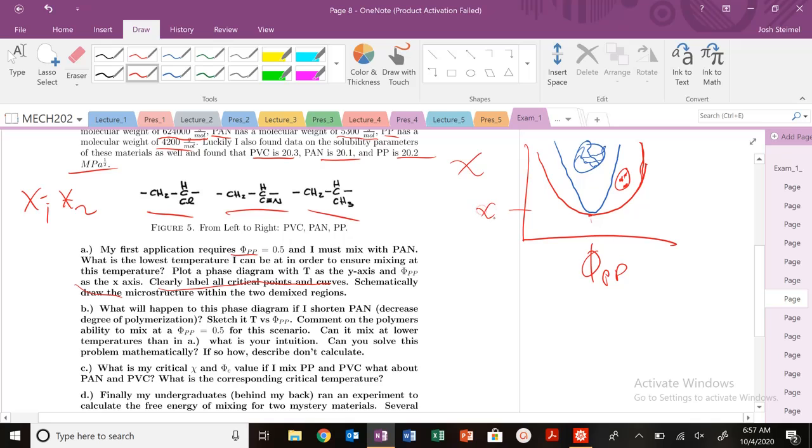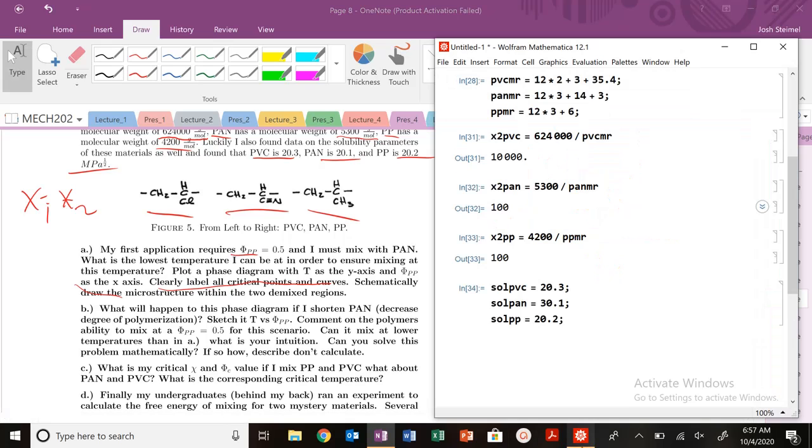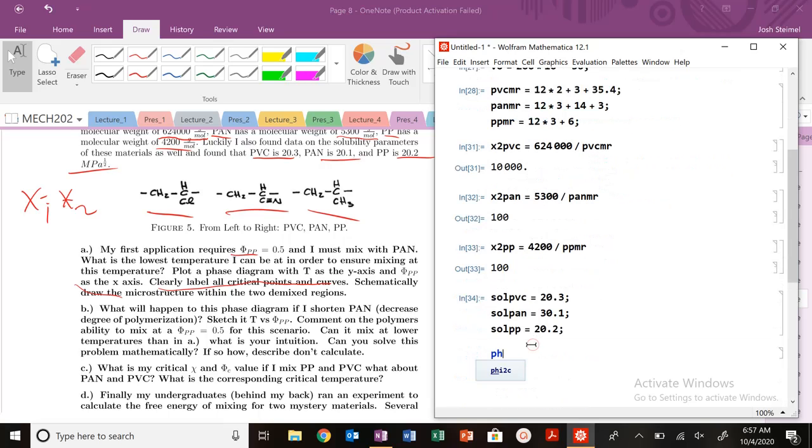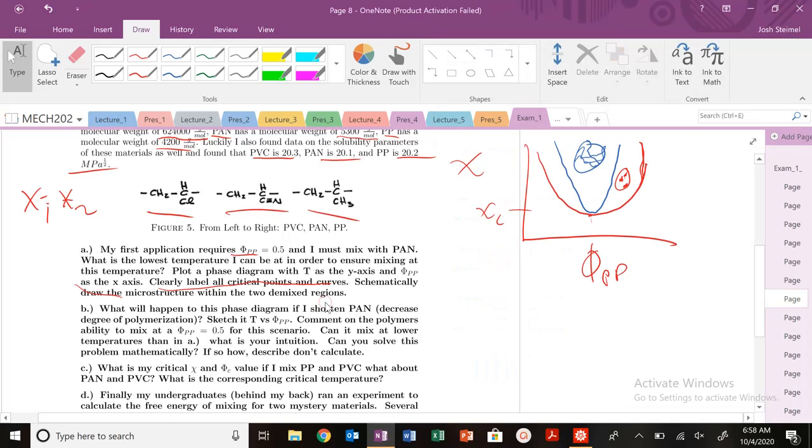What is my chi C? What is my phi C? Well, I can calculate that right now, again, using these expressions above. So let's calculate phi C. So my phi 2C, which again, I'm plotting as a function of my phi 2. So in this problem, I'm going to select my 2 species to be my PP. My 1 species is going to be my PAN.